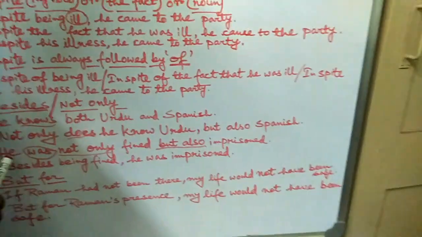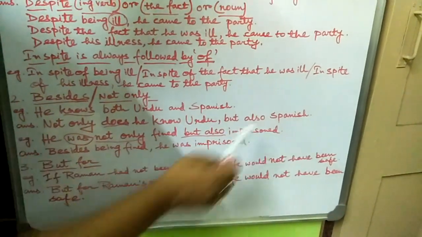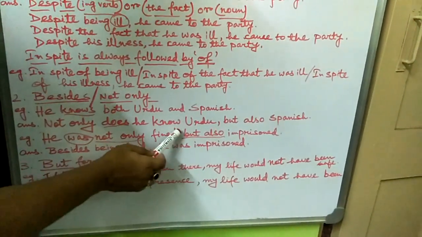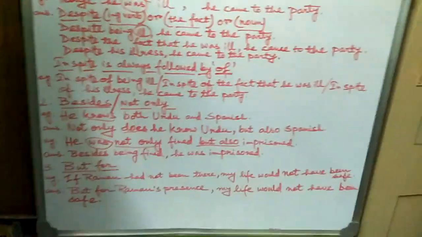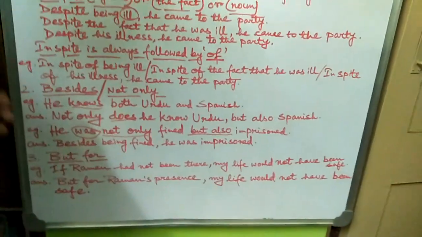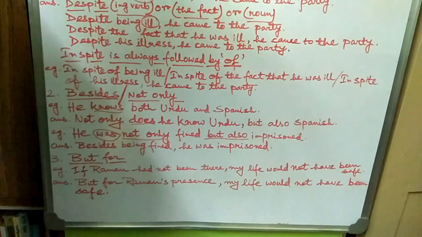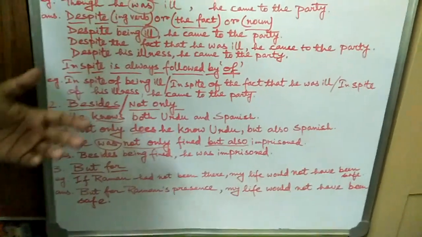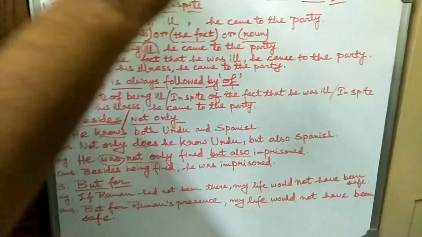So how to use? Look at the question. He was not only fined but also imprisoned. And in the instruction, it will be written in the bracket, begin with besides, or remove not only but also. So whenever we begin the sentence with besides, not only and but also are automatically removed.